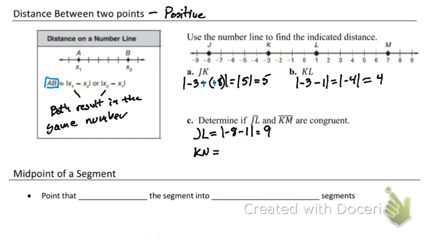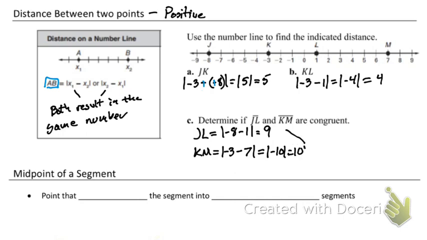Now KM. K matches up with negative 3. I'm talking about KM. All right, M matches up with a positive 7. So not plus 7, but we have to subtract 7 because we're always subtracting that number. And we're going to have absolute value of negative 10, which equals 10.